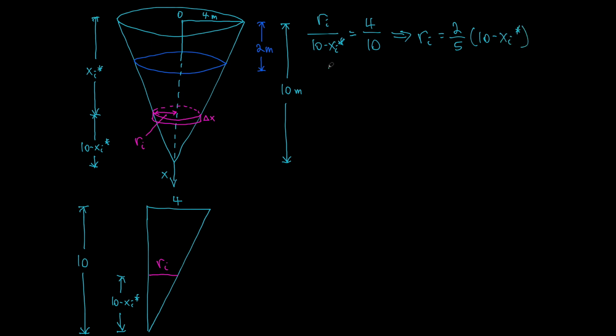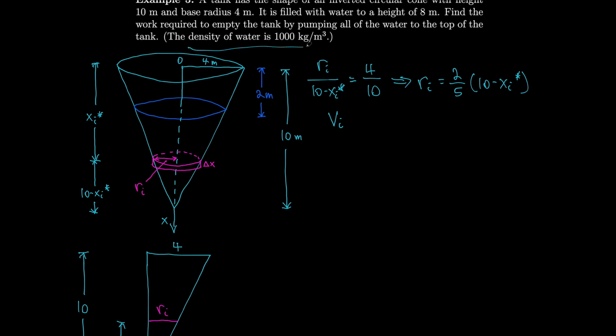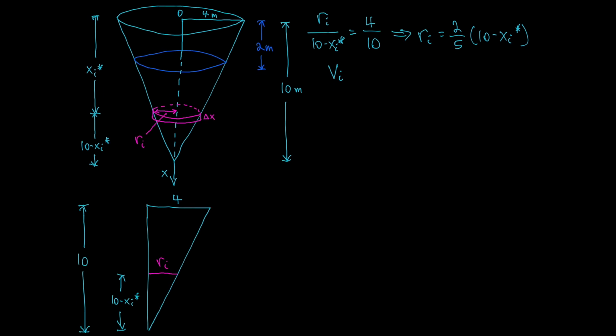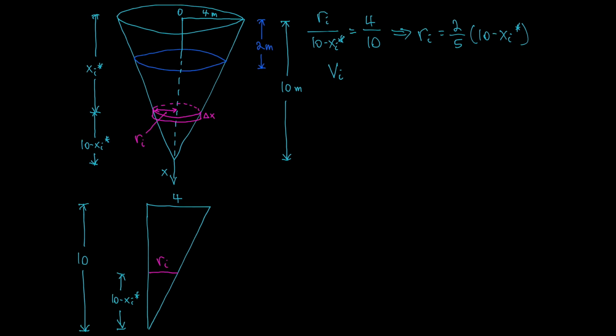So now we can get the volume of one of those disks. Remember that force is mass times acceleration. So if I can figure out what the volume is, they told me the density of water. Density is mass over volume. So if I take density, I multiply it by volume, I'll get the mass. If I get the mass, I can get the force. If I get the force, I can get the work, and I can finally do my integral.